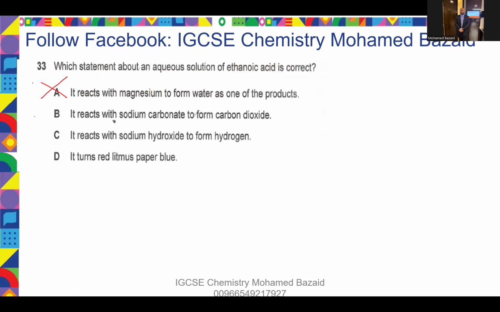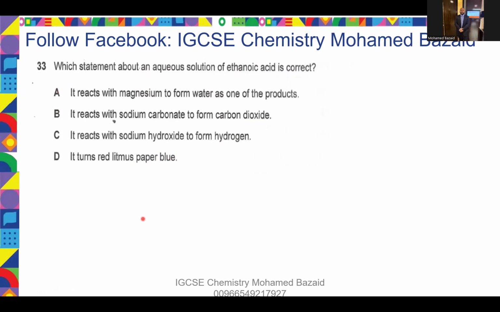It reacts with sodium carbonate to form carbon dioxide. Yes, we said before, any acid with carbonate will form salt, carbon dioxide and water. So letter B is correct. It reacts with sodium hydroxide to form hydrogen? No, it is not correct. It will form sodium ethanoate and water. It turns red litmus paper blue? Acid turns litmus paper red, so letter D is not correct. So the only correct answer is letter B.